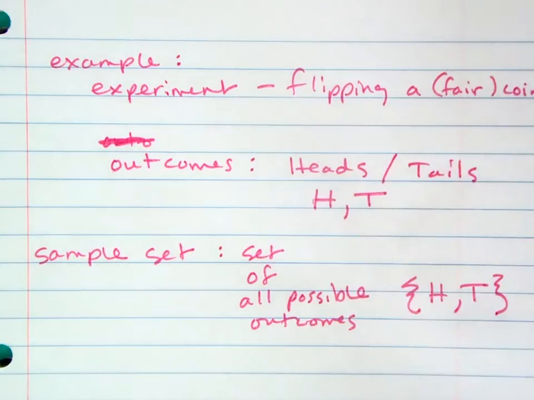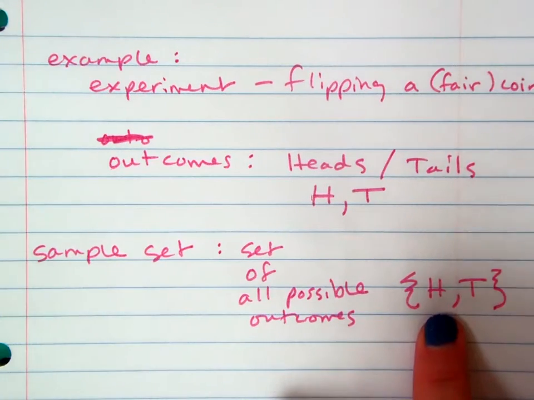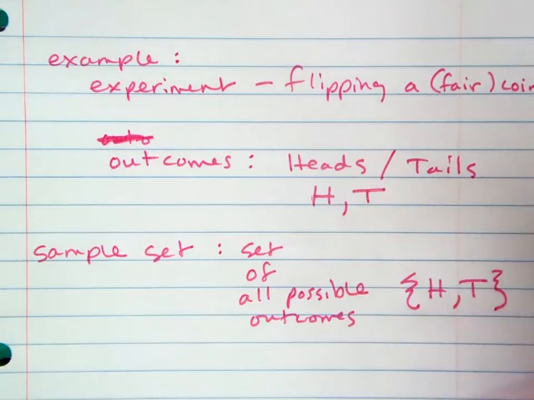Just to give you some notation, I'm not super concerned about sample set right now, but just to give you some notation as to what all the outcomes can look like, you could write it this way, that's fine as well for right now.